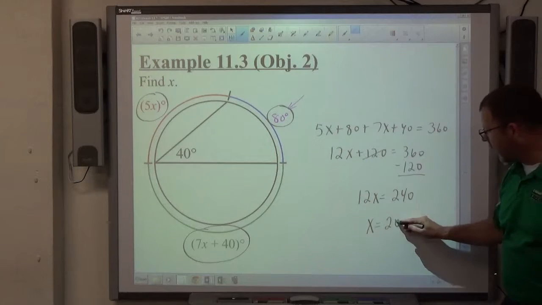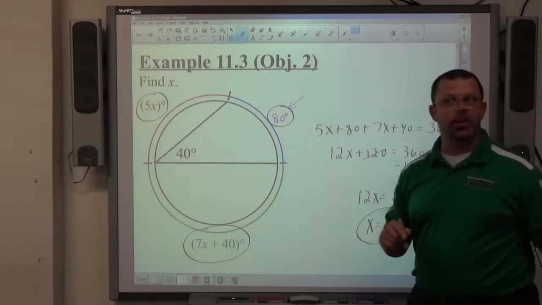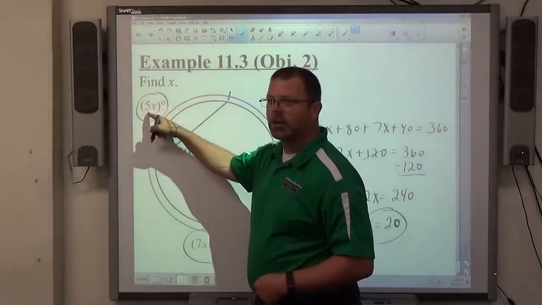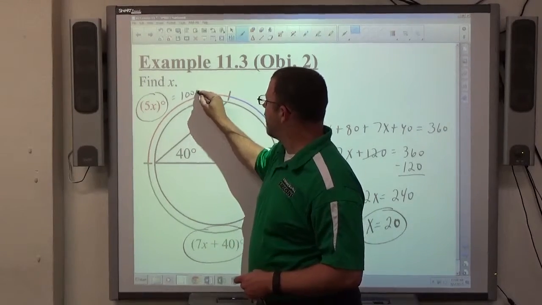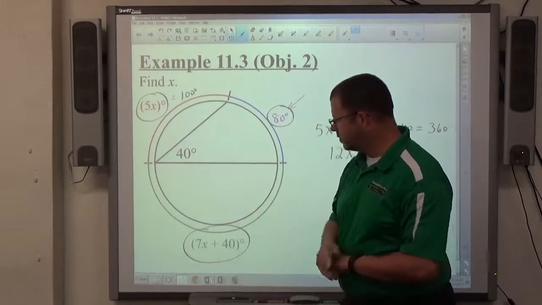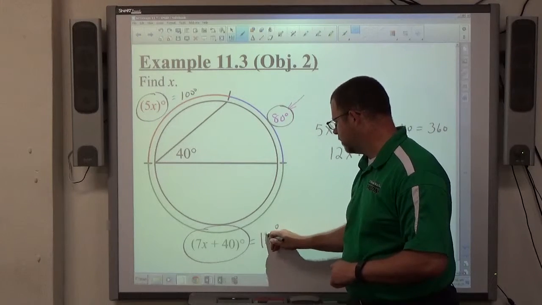The directions said find x, right? So that's the answer. Other directions they could have given me: find the measure of this arc. What's the measure of that arc now? 100. 100, because 5 times 20 is 100. How about this one? 180. 180. Give me one reason why it's 180. Because it's half the circle.